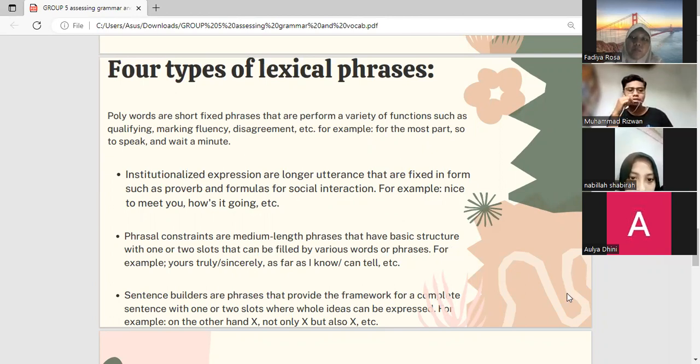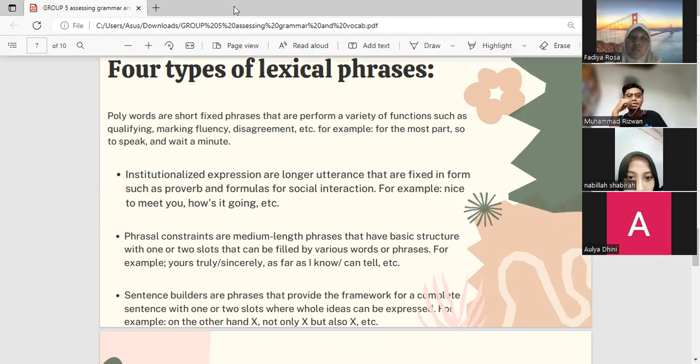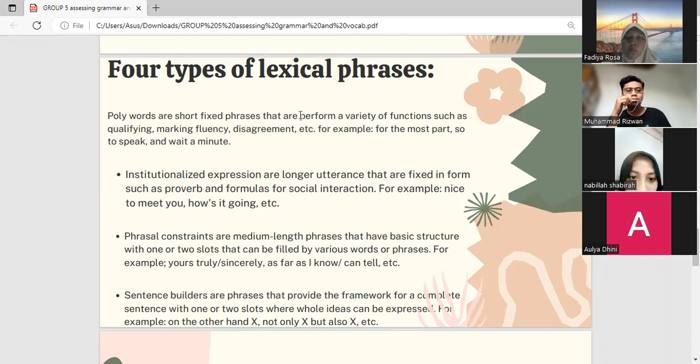Phrasal constraints are medium length phrases that have a basic structure with one or two slots that can be filled by various words or phrases. For example, yours truly or sincerely, as far as I know or can tell, and so on. The next is sentence builders, phrases that provide the framework for a complete sentence with one or two slots where whole ideas can be expressed.